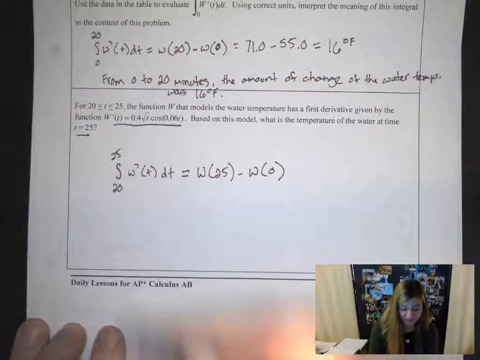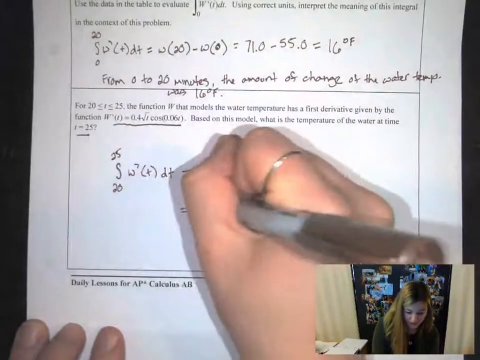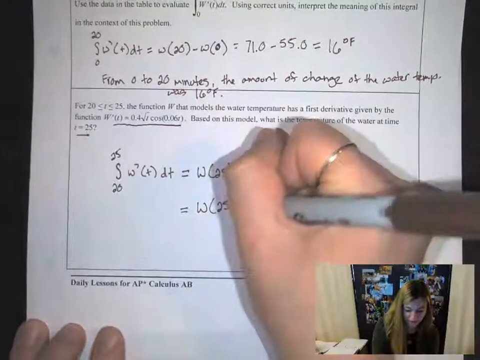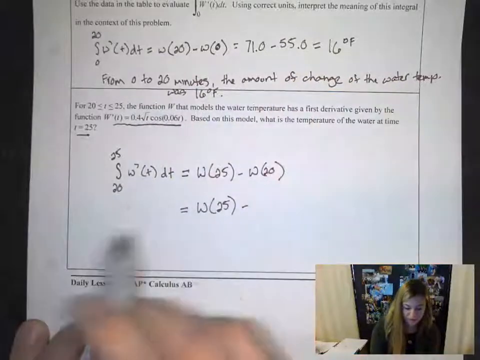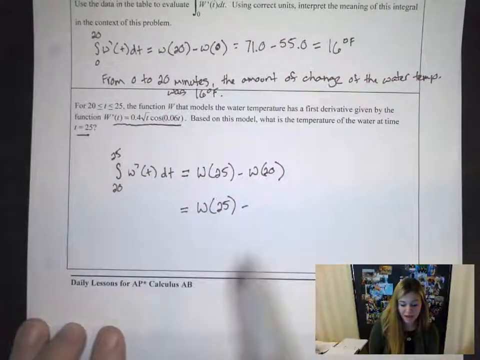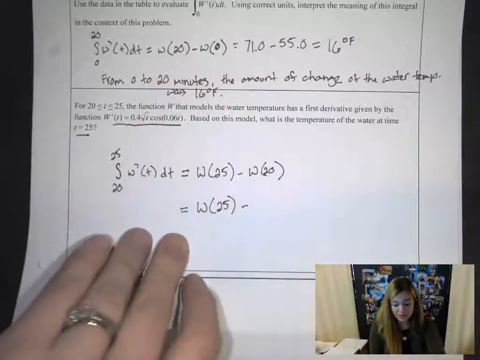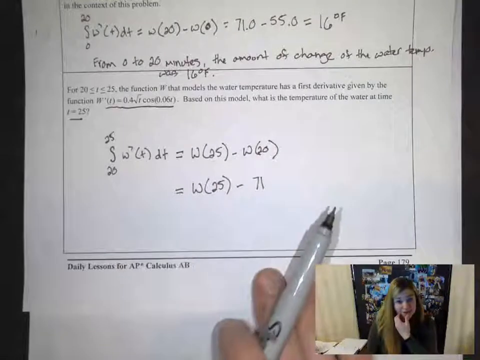But the problem is, I don't know W of 25. Oh, I shouldn't have said 0 right here. I should have said 20, because this is 20 to 25. I do know the water temperature at 20 is 71. It's given right here. Okay, this one's still a problem though.